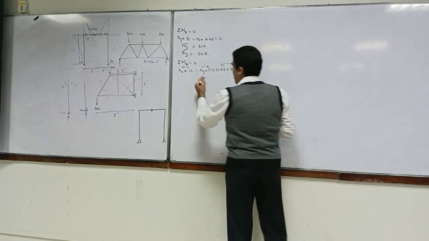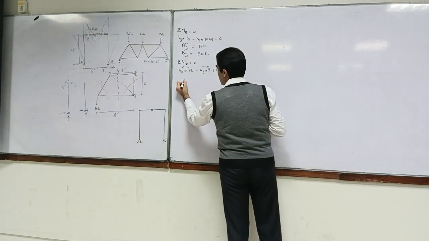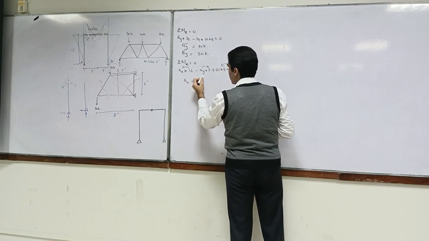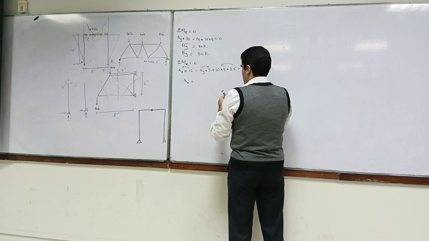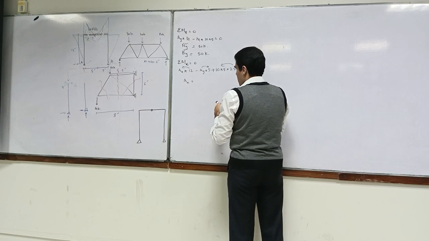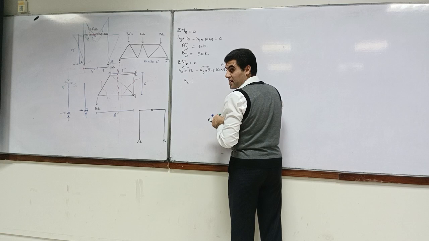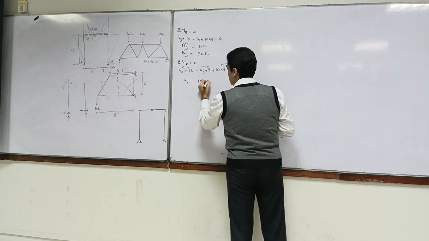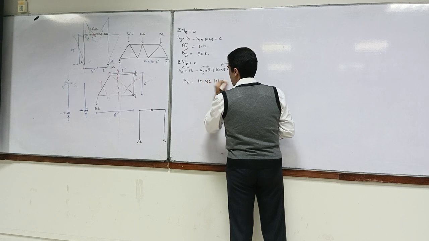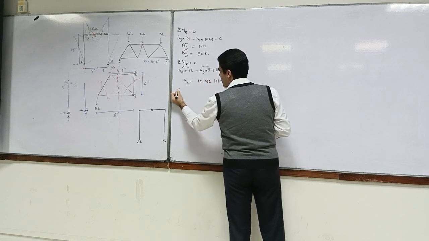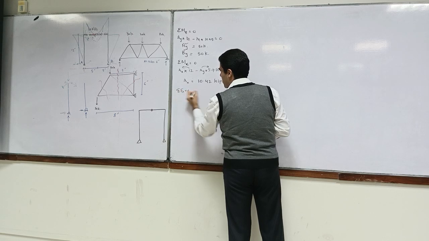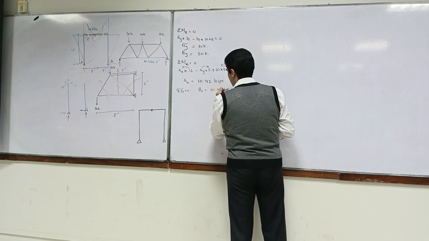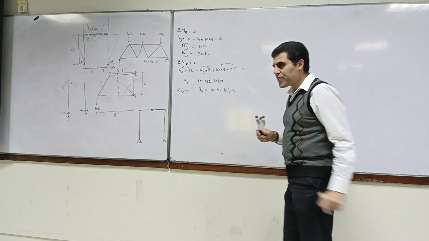Yes? So AY is 50, so AX would be equal to, come on, give me, 10.42. Is it true, please? Can someone second it? 10.42. Okay, so that is your AX, and summation of FX is equal to 0 will give us BX is equal to 10.42 kips. Yes?